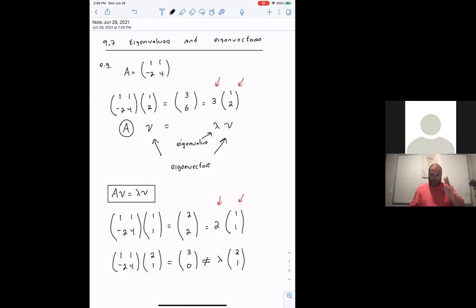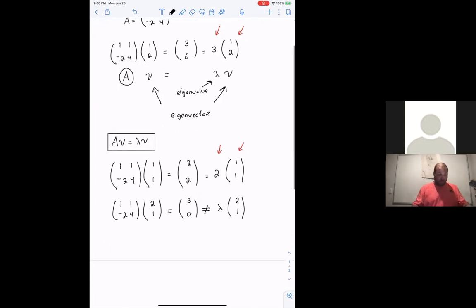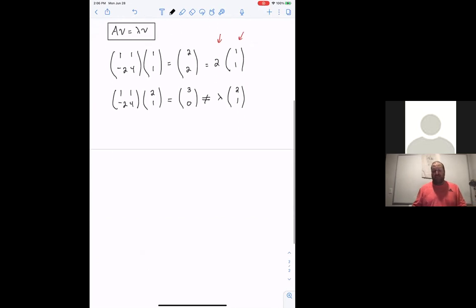In general, a 2 by 2 matrix is going to have a maximum of 2 eigenvectors and a maximum of 2 eigenvalues. 3 by 3, 3, 4 by 4, 4, 5 by 5, 5, and so on. But in general, you can never have more eigenvalues and eigenvectors than the size of the matrix. In this case, 2 by 2 gives me a maximum of 2. So now the question is, how do I find the eigenvalues and eigenvectors? All you're given is A.